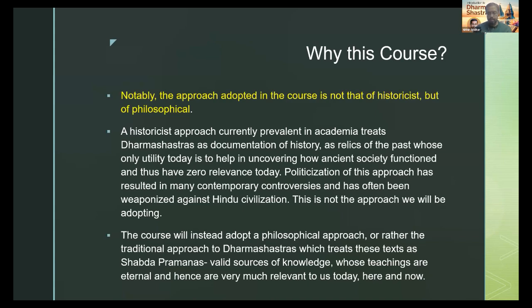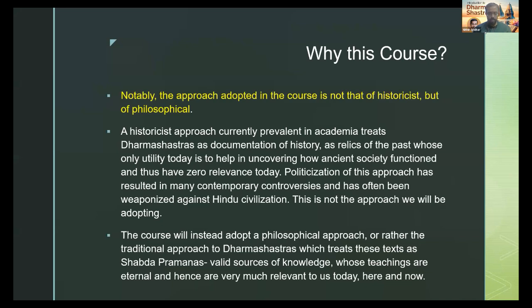whose teachings are eternal, because dharma is eternal. Obviously the teachings about dharma have to be eternal, and hence these teachings are very much relevant to us today, here and now, and they are relevant in the future as well. I remember once Professor Vishwa Dhuri telling, in the context of the Mahabharata, that the Mahabharata is not a text of the past, it is a text of the future. That pretty much applies to Dharmashastra as well, be it Manusmriti or any other Smriti. They are not texts of the past, they are eternal texts.